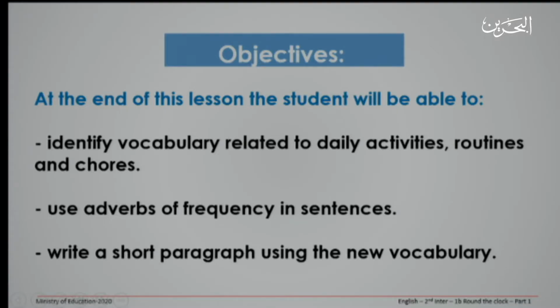Now let's look at the lesson's objectives for today. At the end of this lesson, you will be able to identify vocabulary related to daily activities, routines, and chores, use adverbs of frequency in sentences, and write a short paragraph using the new vocabulary.